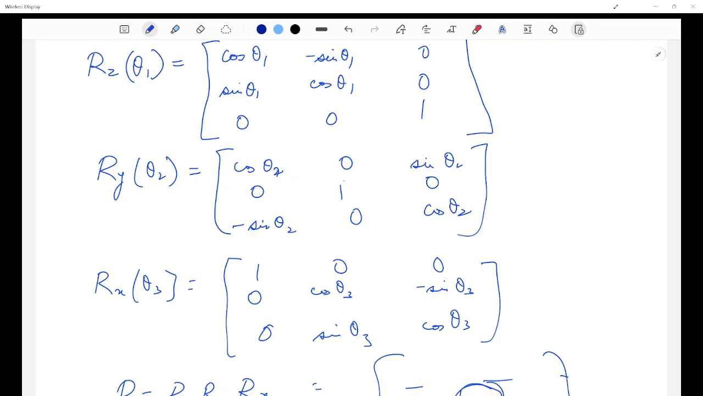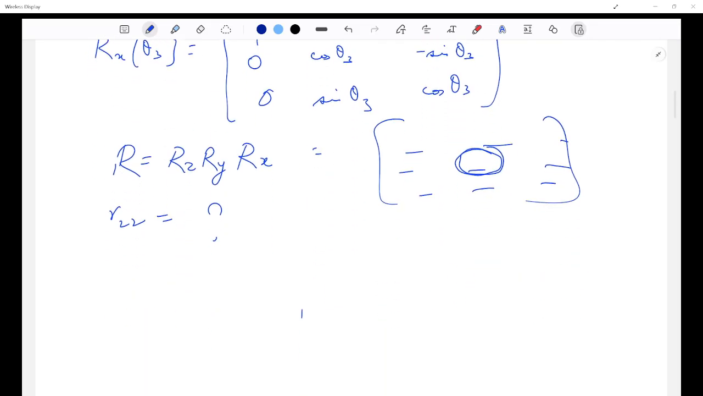No, not just cos theta 1 square, you won't get that. Be careful in the calculation. R22 is equal to cos theta 1 into cos theta 3 plus sin theta 1 sin theta 2 sin theta 3. Very good. So it is just matrix multiplication, and after multiplying you'll get this term. This is perfectly correct.